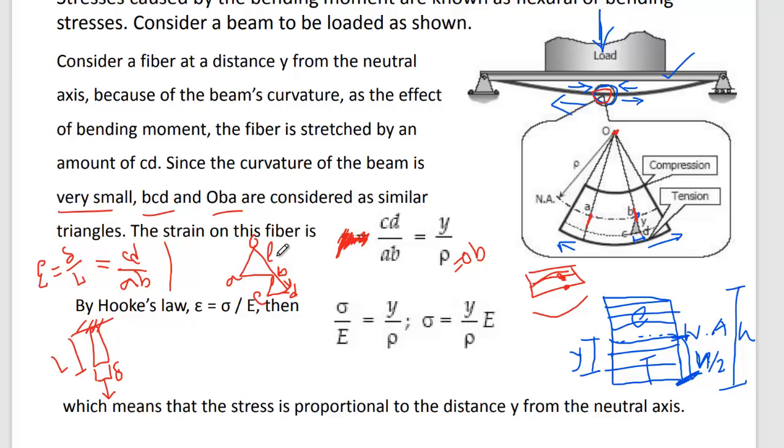From similar triangles. Hello? Are you with me? Yes, sir. Clear, sir. Okay. So now, from this basic, since we know that CD looks like the elongation and AB looks like the original length, we can say that this equals epsilon E. So, in another way, we can also say epsilon E equals Y by rho. You understand that now? Please respond. If you do not understand any particular point, you can tell me, sir, this one I do not understand.